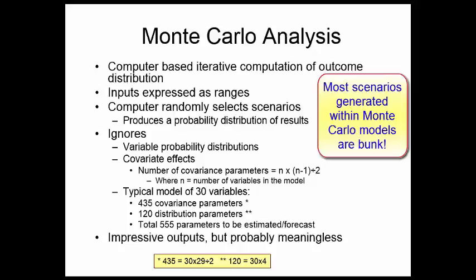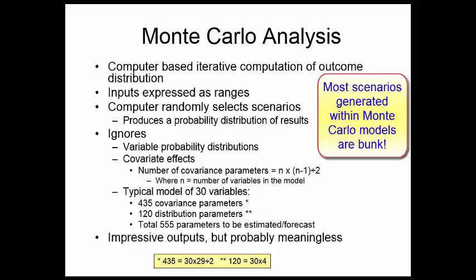Hence, to conform the model to a Monte Carlo analysis effectively, there's a total of 555 parameters that have to be estimated and forecast with some kind of accuracy. Estimating the basic 30 variables itself is quite a challenge. Clearly, this is beyond the realms of what is practically scientifically possible.